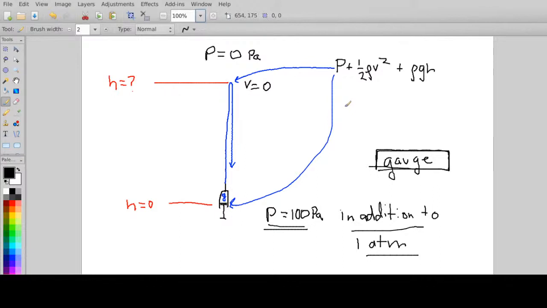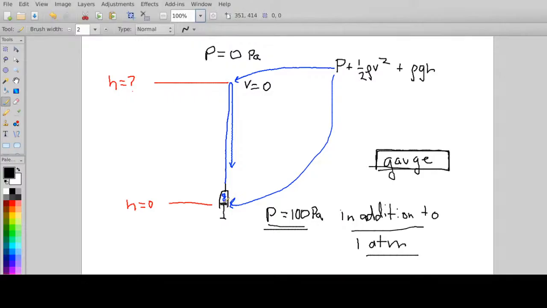Remember when we threw a ball up into the air? This is like when we were doing 1D kinematics way back at the beginning of last semester. When the ball gets to its maximum height, what's its velocity? 0. This is the exact same problem, but in fluid dynamics rather than a ball or some object. So the velocity at the very top is 0, and this term will go away at the top.